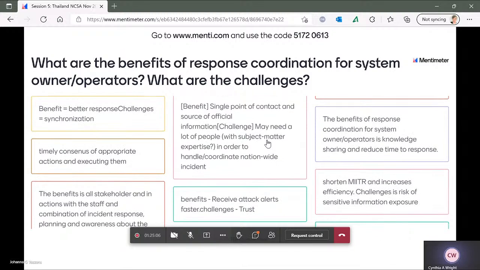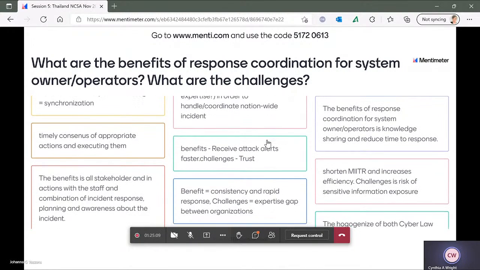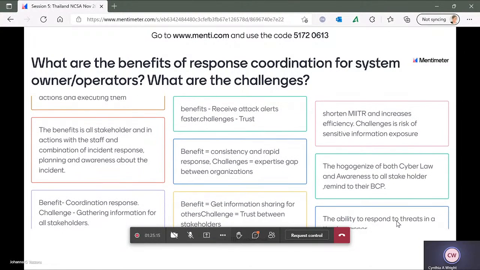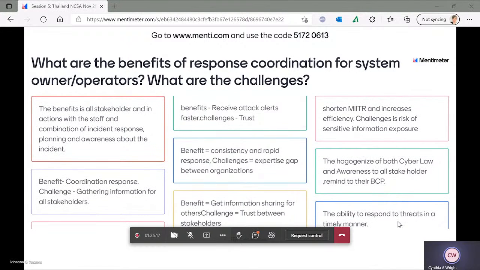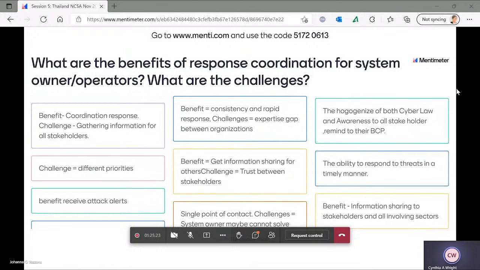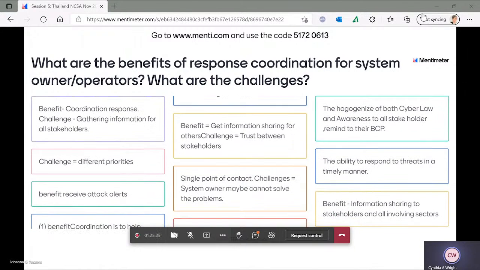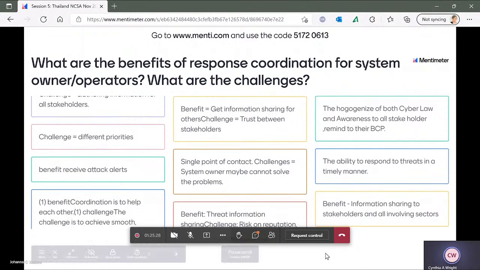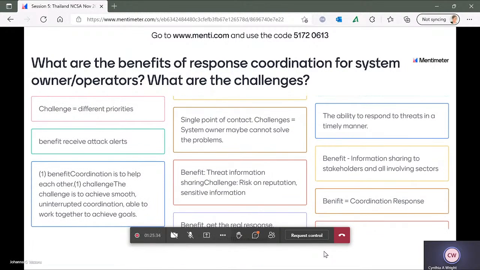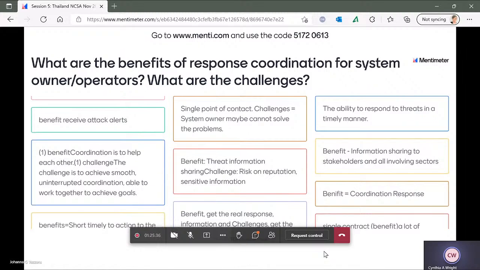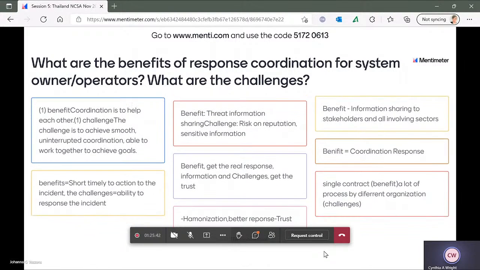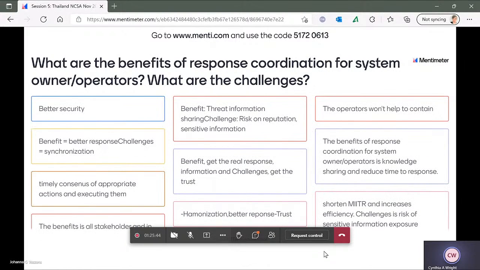I'm curious about that comment that says the operators won't help to contain the incident. I don't know if that was meant that way, or if the idea was that participating in a response coordination system is itself a distraction while the operators are trying to solve the problem. But I hope that in a well-run system, in a mature system, incident response coordination is helpful and not a distraction, that it provides tools and resources that organizations might not have on their own.